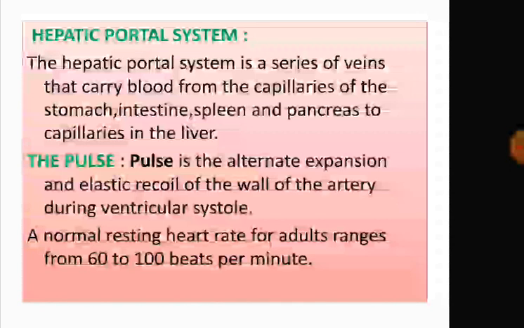And this pulse rate increases due to some physical exercise or even during certain emotions. So what is pulse? Pulse is the alternate expansion and elastic recoil of the wall of the artery during ventricular systole. The normal resting heart rate for an adult ranges from 60 to 100 beats per minute.